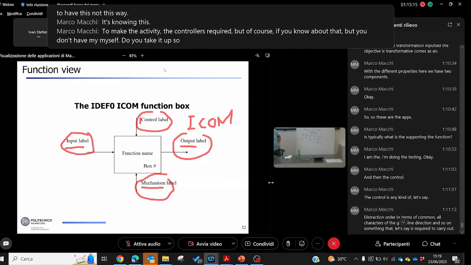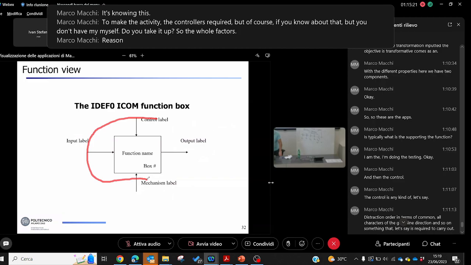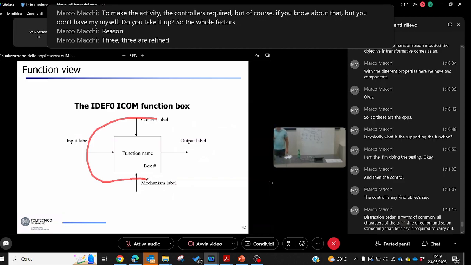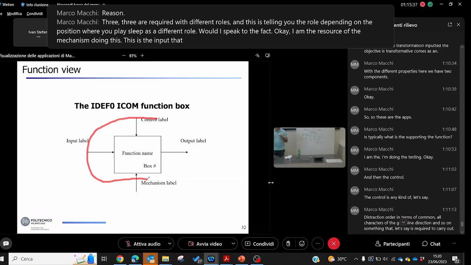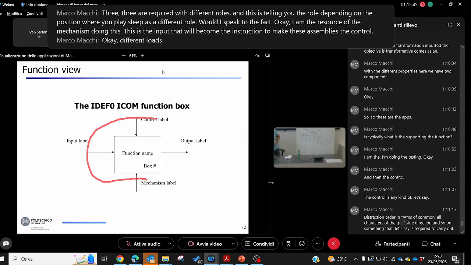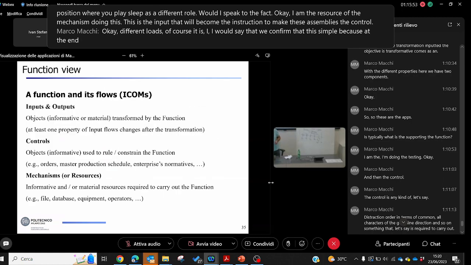So the whole of these three factors are required with different roles. Depending on the position where you place it, there's a different role with respect to the function. I am the resource, the mechanism doing this. This is the input and it will become the output. The instruction to make the disassembly is the control. Different roles. Of course, I would say it is simple, because in the end it's easy to see what it means.